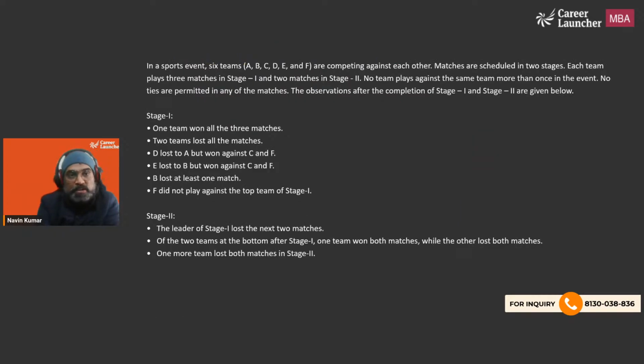In a sports event, 6 teams, A, B, C, D, E, and F, are competing against each other. Matches are scheduled in 2 stages. Each team plays 3 matches in stage 1 and 2 matches in stage 2. No team plays against the same team more than once in the event. No ties are permitted in any of the matches. The observations after the completion of stage 1 and stage 2 are given below. Stage 1 has these 6 bullet points. Stage 2 has these 3 bullet points.